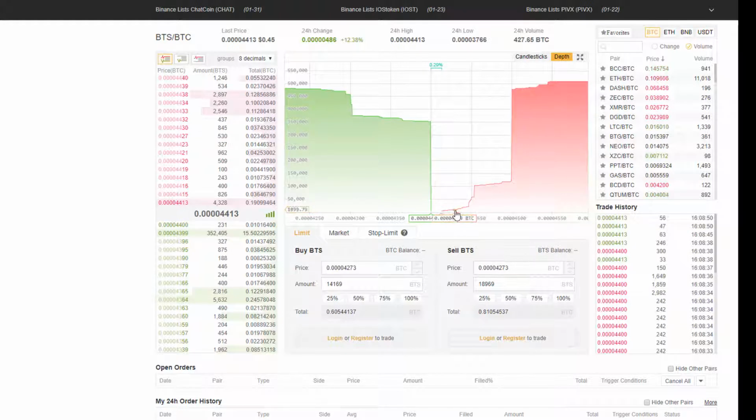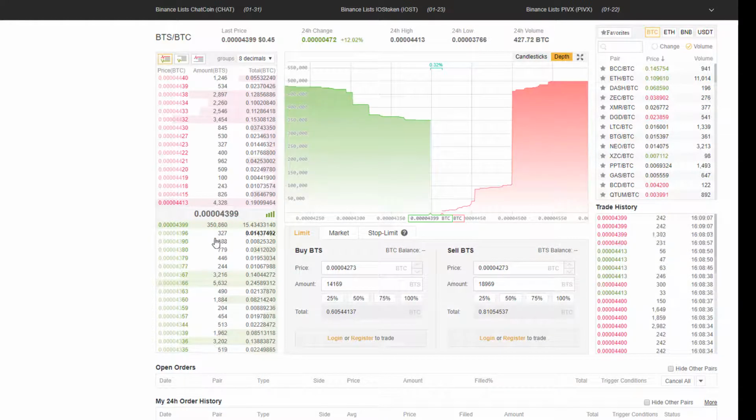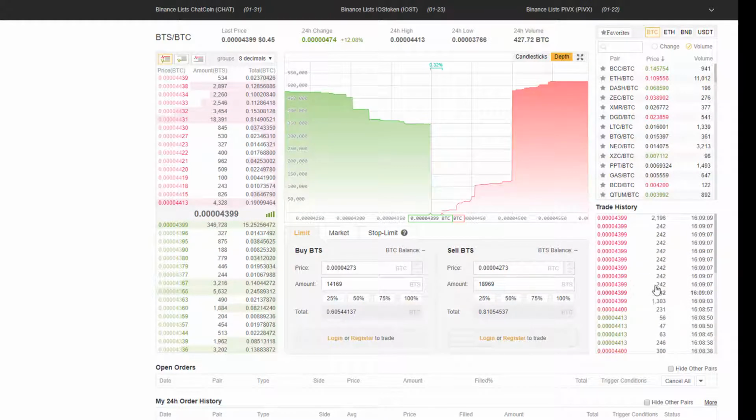But look at it, it's not shooting up again, right? And you don't see the same kind of order that you did before. You do see this huge buy wall here, but you don't see a lot of people jumping ahead, right? And look at how fast these sells are.